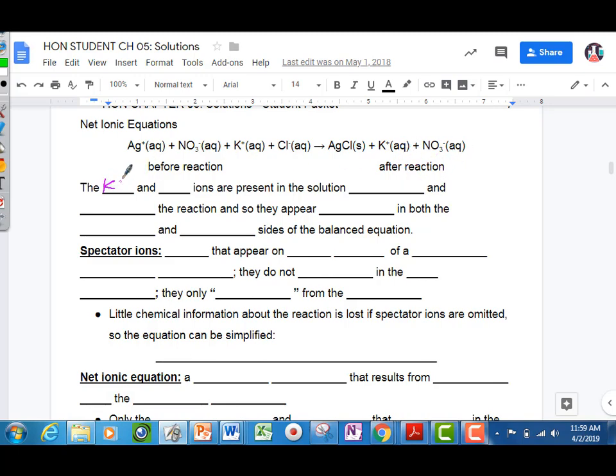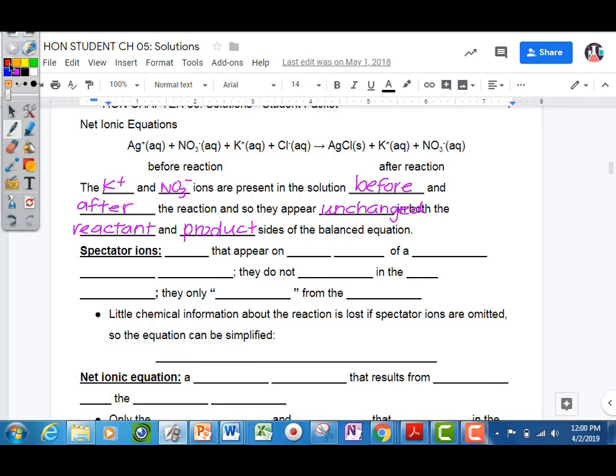So in the notes you can write down the K plus and NO3 minus ions are present in the solution before and after the reaction. So they appear unchanged in both the reactant and product sides of the reaction. We call them spectator ions, right?